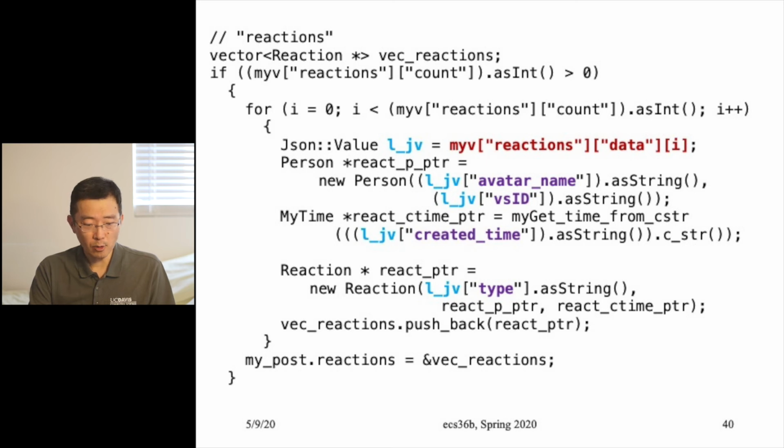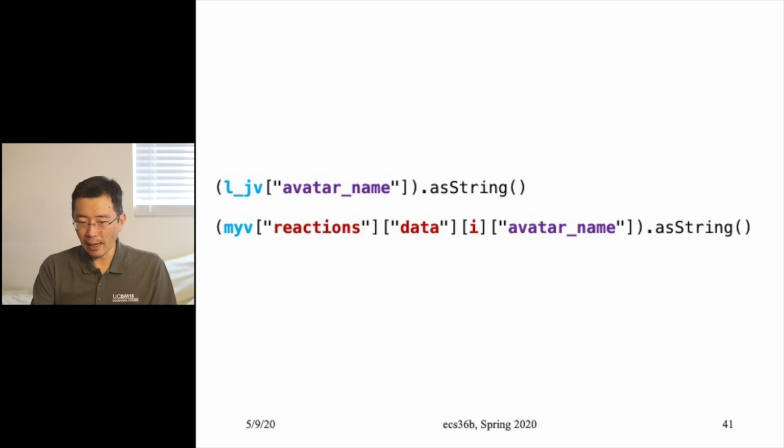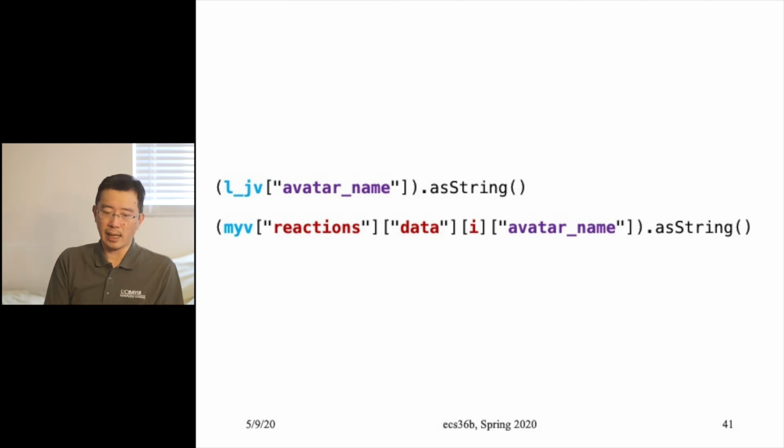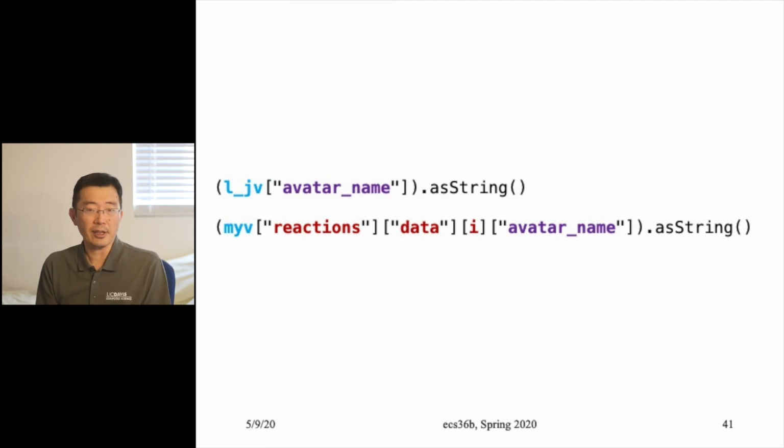Hold on one second. I just want to say one thing before I move on. I forgot to show you this, but earlier I said I use LJV avatar name. But this is equivalent to saying reaction data I. I just want to tell you very quickly that these two representations are the same. I could use the second representation, but my code will look really long. It's unbelievably ugly for me to read. Okay, just to let you know.